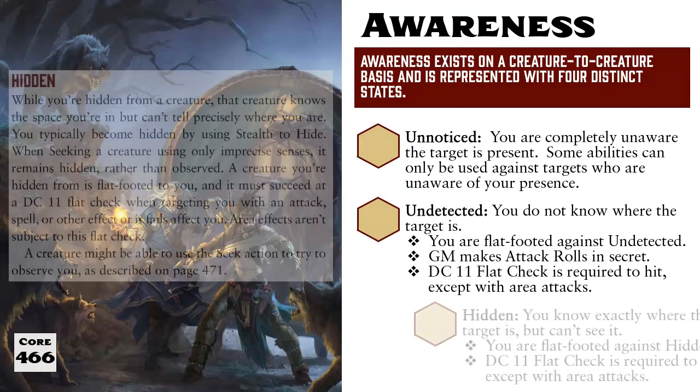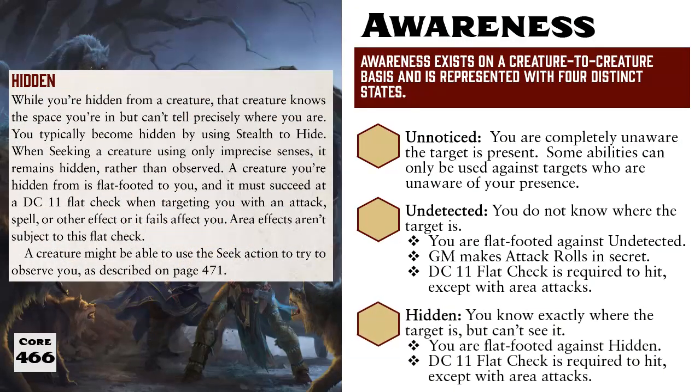The next state of awareness is called hidden. When a creature is hidden from you, you know exactly which space they are in, but you still cannot see them. Maybe they just threw sand in your face, blinding you, but you still know they're standing right there in front of you. Unlike with undetected, you know exactly where the target is, even if you cannot see them.